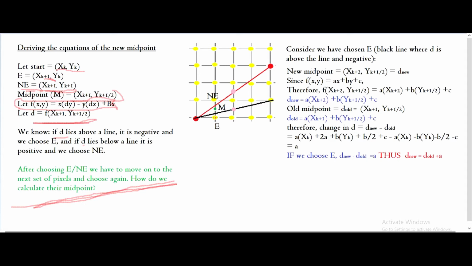And the new midpoint will basically be xk plus 2, yk plus half. And why is that? Because if E is our starting point, then our next two pixels are these. And the midpoint is represented by this pink dot here, which is basically xk plus 2, which means 2 units from our first starting point and half a unit up from our first starting point. Okay, so we have chosen E, and the midpoint now will become this pink dot here.